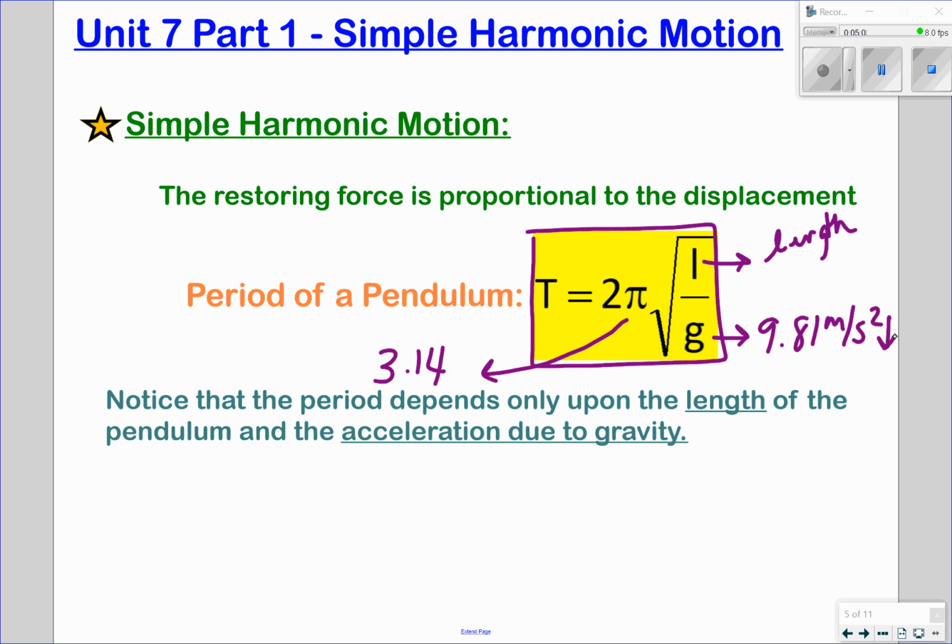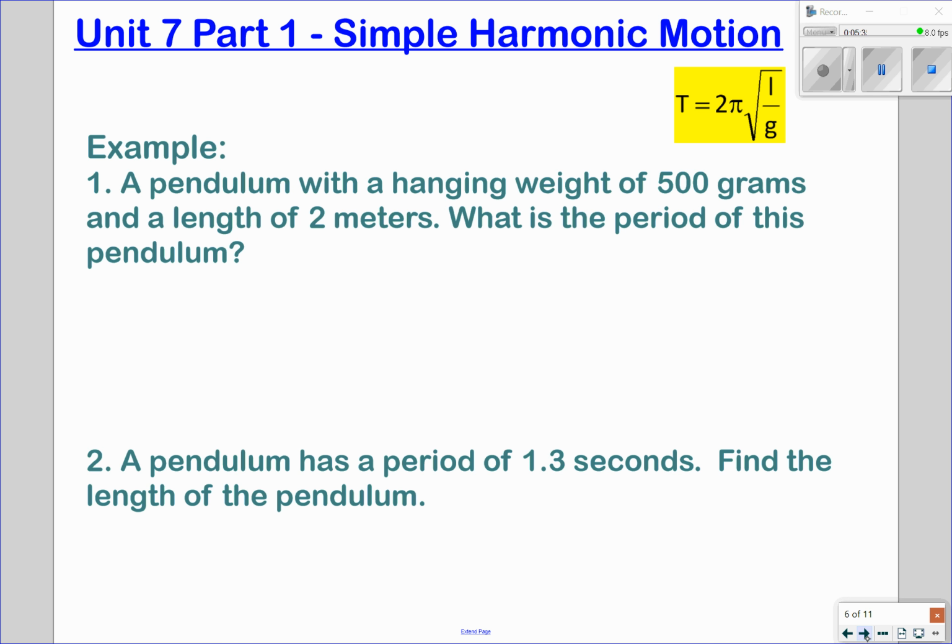But the big idea here is that the only thing affecting this period is the length of the pendulum and the acceleration. A lot of you are going to want to think that as soon as you put a massive object or an object with a large mass versus an object with a small mass, that it's going to change the period of the pendulum. But that's not the case. It's only the length of the pendulum and the acceleration due to gravity, which we know is constant. So let's go ahead and give it a whirl.